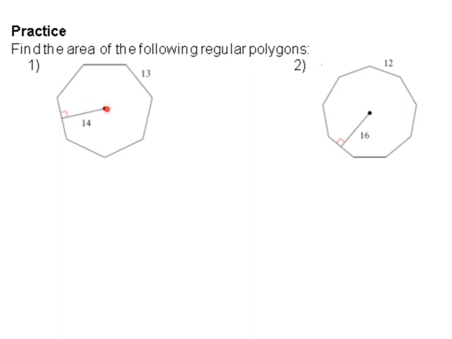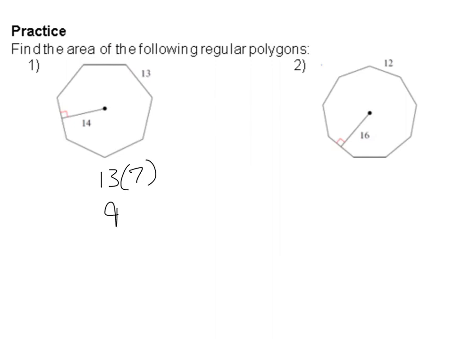So I see that the apothem here is 14, and I have a side length of 13. And if I look at the picture, I see that there's 7 sides to this polygon. To find my perimeter, I'm going to first do 13 times 7. So that's going to give me my perimeter.